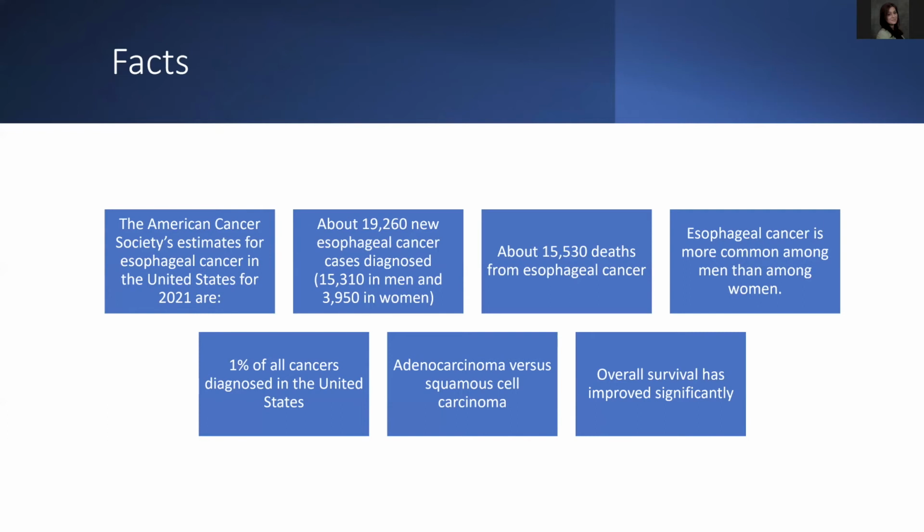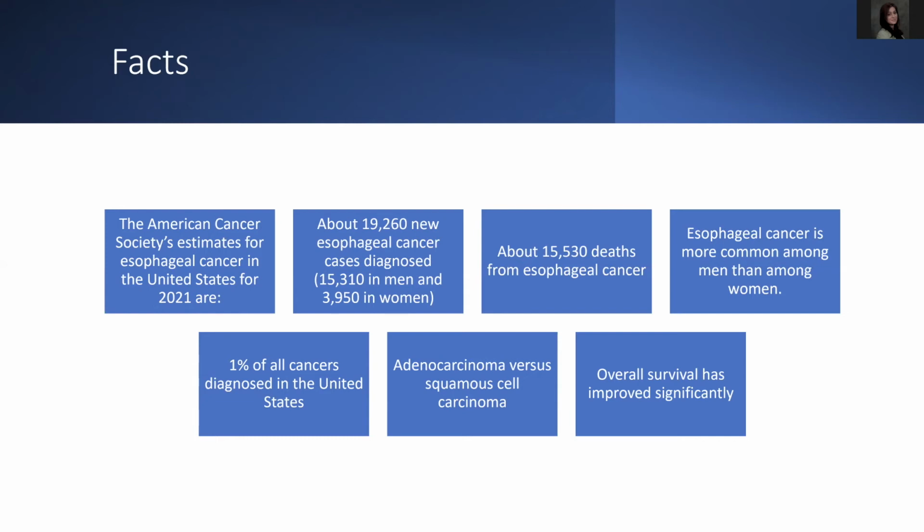Esophageal cancer, for the most part, is not one of our most common malignancies diagnosed in the United States of America. That would be breast cancer, colon cancer, prostate cancer. Esophageal cancer only accounts for about 1% of all cancers diagnosed in the United States. But it does have a significant impact on our healthcare system, in part because of the stage at which it is typically diagnosed. According to the American Cancer Society, about 19,260 new esophageal cancer cases will be diagnosed in 2021.